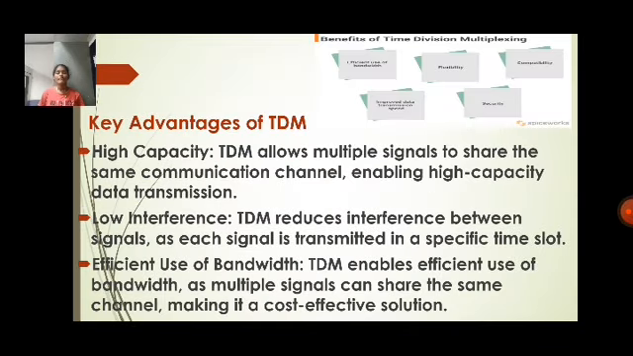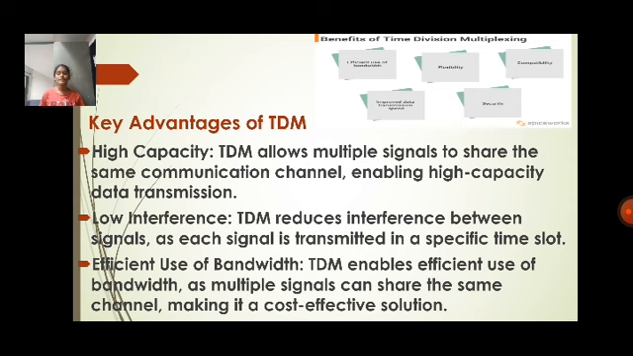In this slide, I will explain about advantages of TDM. First advantage, high capacity. Second is the low interference. Third is the efficient use of bandwidth. First, high capacity. TDM allows multiple signals to share the same communication channel, enabling high capacity data transmission.